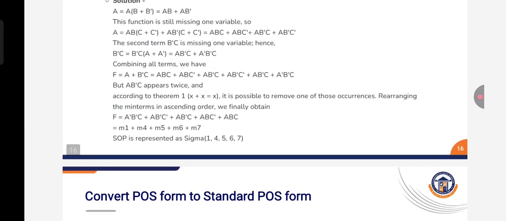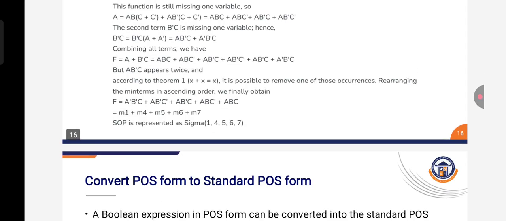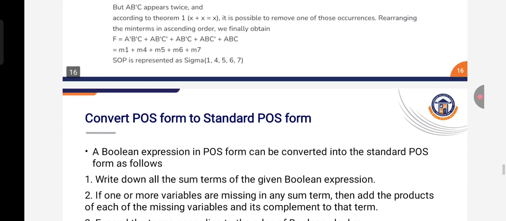Here ab'c appears twice, so we write it only one time. So the final Boolean function f is equal to a'b'c + ab'c' + ab'c + abc' + abc. From this Boolean function the minterms are 1, 4, 5, 6, 7.